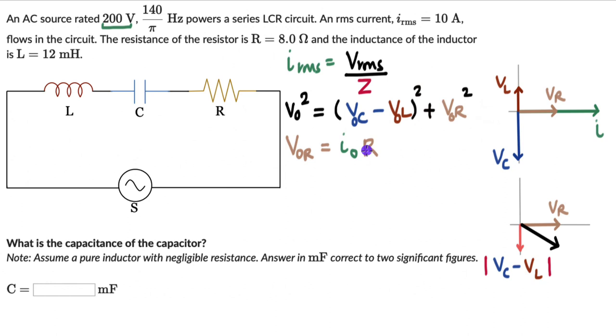Similarly, I need to bring in these factors, right? I need to bring in R, L, and C. So to be able to do that, maybe I should express the peak voltage across the capacitance also in this manner. So how do we do that?